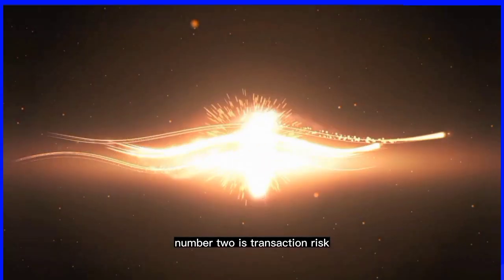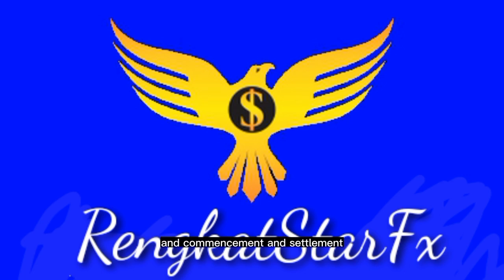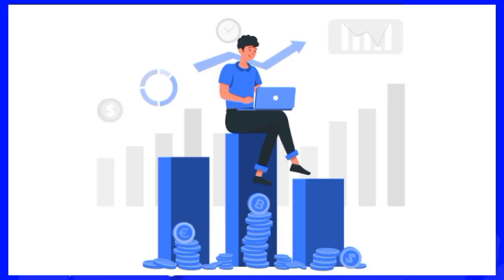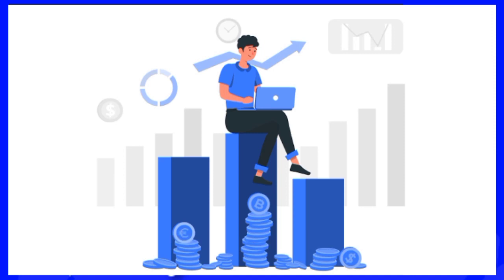Number 2 is transaction risks. The risk related to the time difference between contract commencement and settlement is known as the transaction risk. This is one of the main risk factors in Forex trading and is contingent on exchange rate changes. Since Forex trading is active round the clock, exchange rates are subject to change before a trade settles. So you can trade currencies at different rates at different times of the day. The longer the duration between entering and settling a trade, the greater the risk. So with fluctuation in exchange rates, traders may face excessive transaction costs.